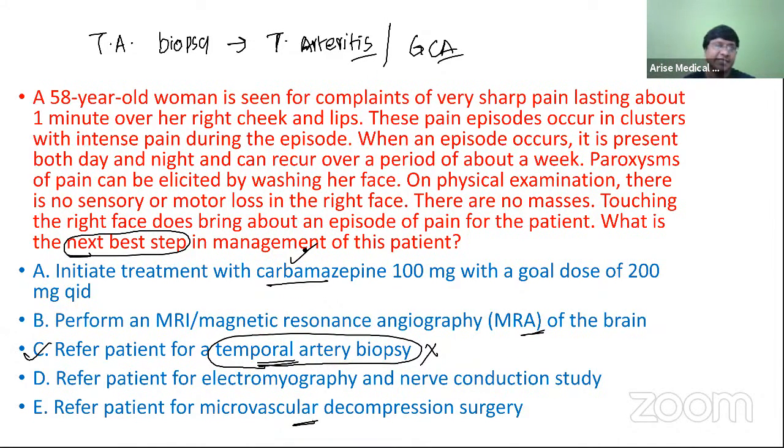In doubtful cases, or if you want to make out whether there is any mass compressing the trigeminal nerve root, then in such cases you do MRI of the brain. Otherwise, we don't need to do MRI of the brain in patients with trigeminal neuralgia. This is a very important clinical question related to trigeminal neuralgia. Now we will move on to the next question.